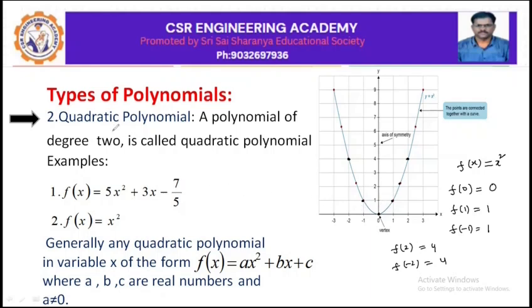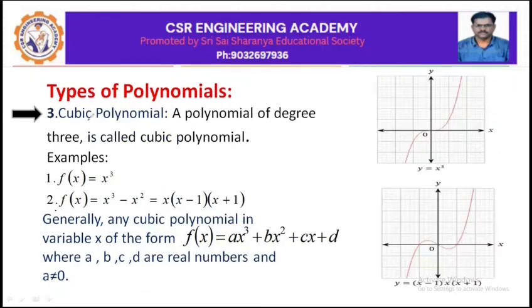That curve is a quadratic polynomial. The shape of this curve is a parabola, which is symmetrical about the y-axis. 3. Cubic polynomial. A polynomial of degree 3 is called a cubic polynomial. Examples: 1. f(x) = x³. 2. f(x) = x³ − x², which is equal to x²(x − 1)... x into x minus 1 into x plus 1.